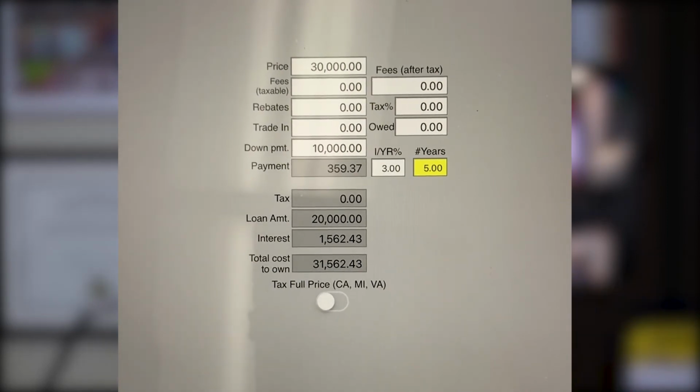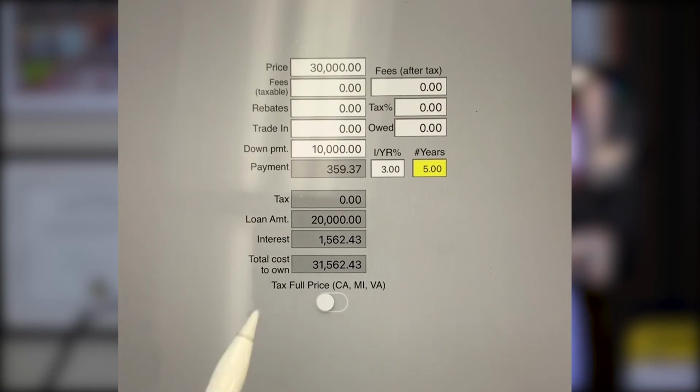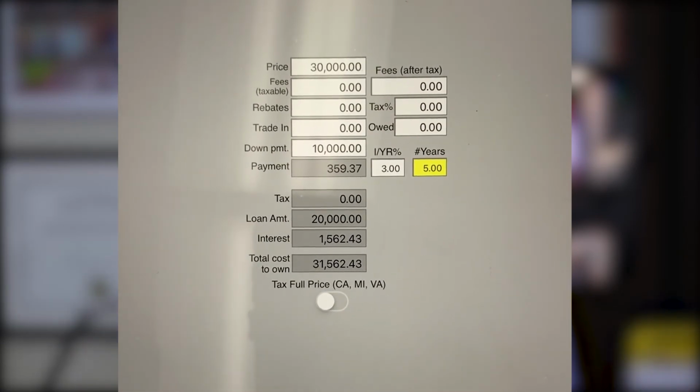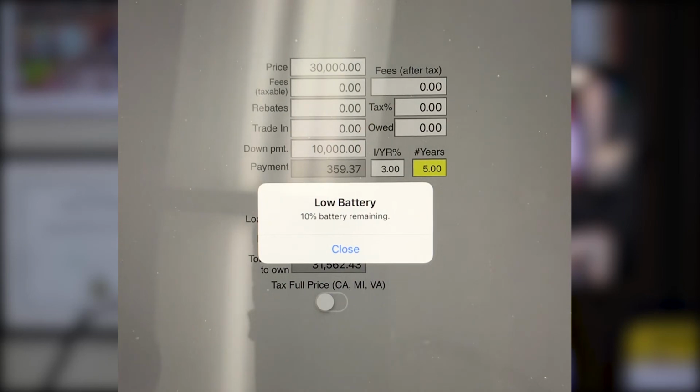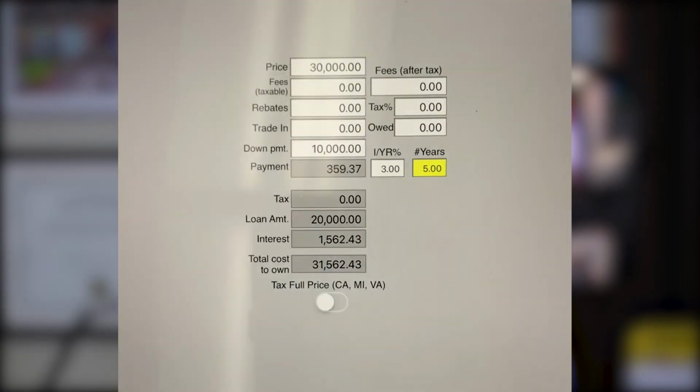Now, a side note, whether or not they make the money or the finance company makes the money, it doesn't matter. You're paying $31,562. So don't put any comments in the bottom saying who's making the money on the interest. I don't really care. All I care about is how much is coming out of your pocket. That's all we're going to take a look at.